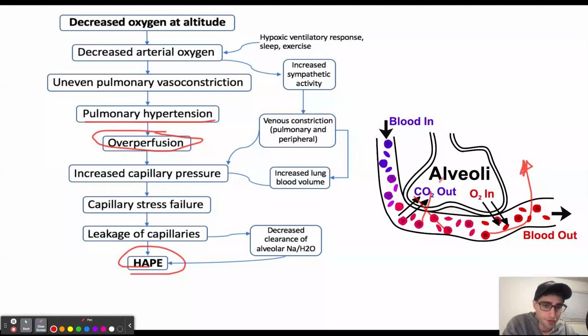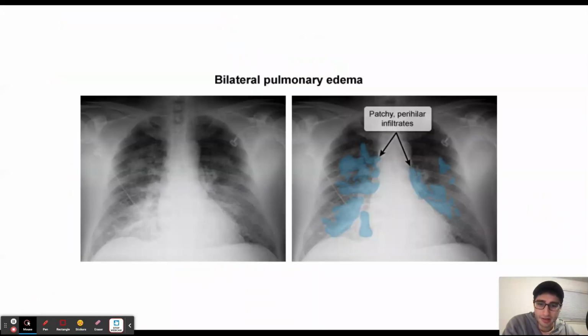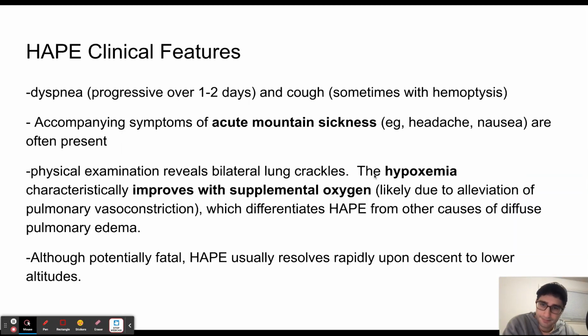Because of the overperfusion causing alveolar capillary membrane damage, we're going to have leakage of fluid into the interstitial space, giving us pulmonary edema. Now, on imaging, what we're going to observe is these patchy infiltrates that are diffuse throughout the lungs bilaterally. And the reason for this is because the damage is going to occur all over the lungs, so we're going to see these patchy infiltrates diffuse throughout the lungs.